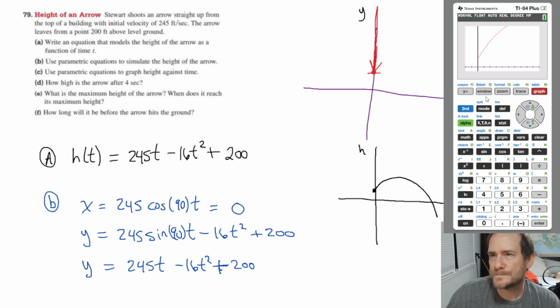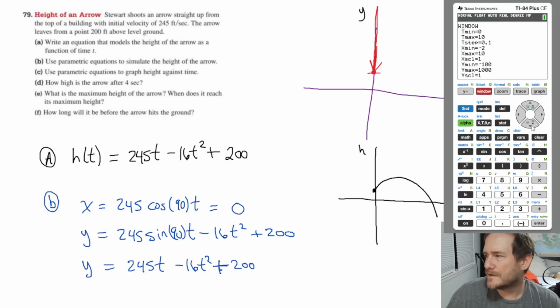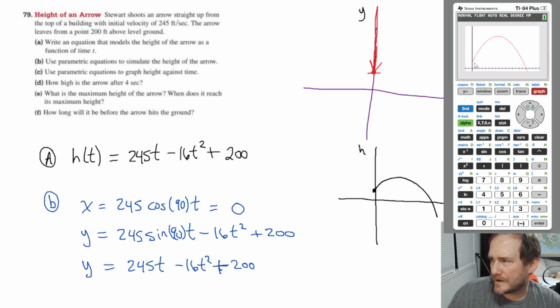That's strange. Okay, so apparently it stays in the air a long time. So let's go up to 20. And we have to go a little higher. Okay, there you go. So this thing is now modeling height against time. So the x-axis here is time. Alright, we did it.